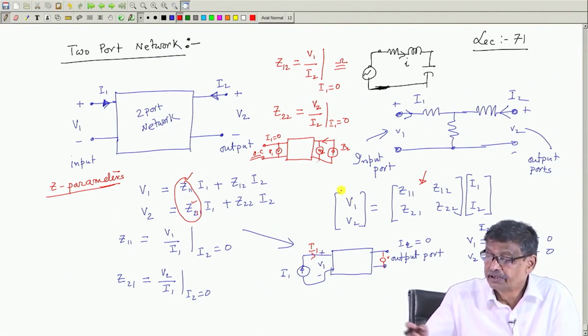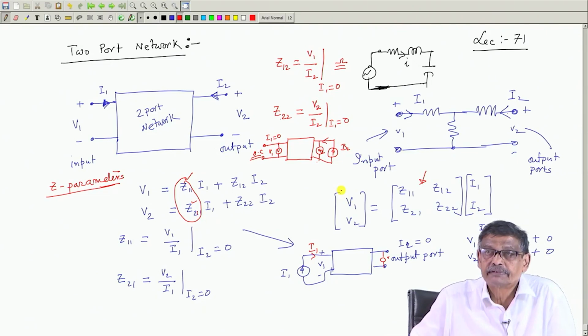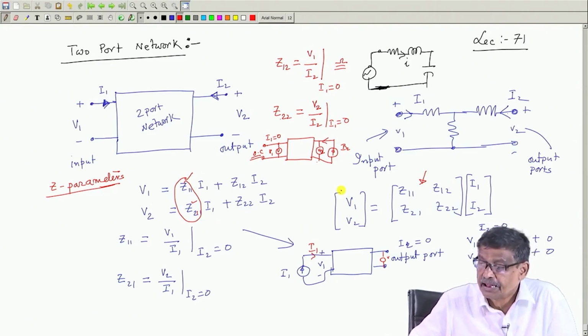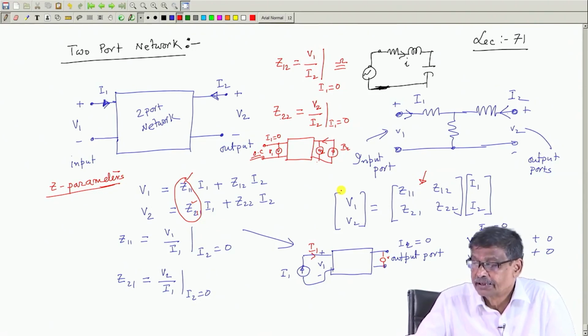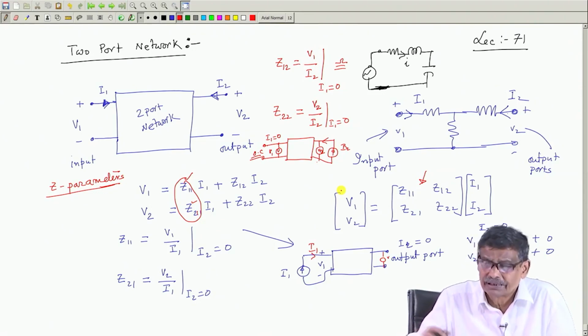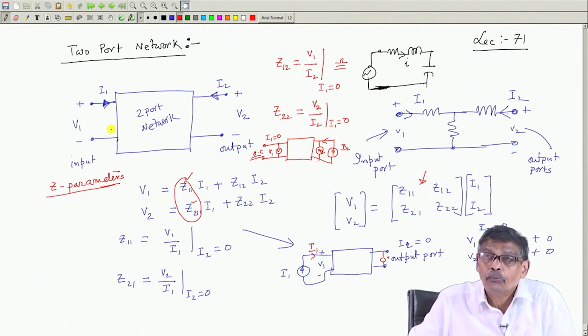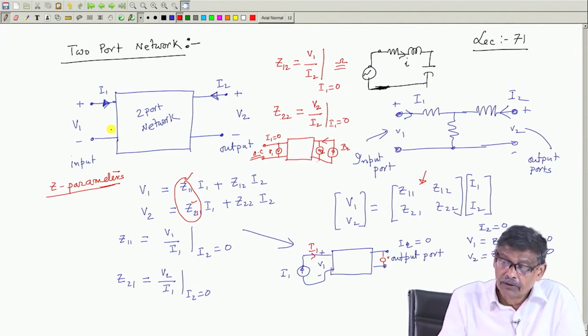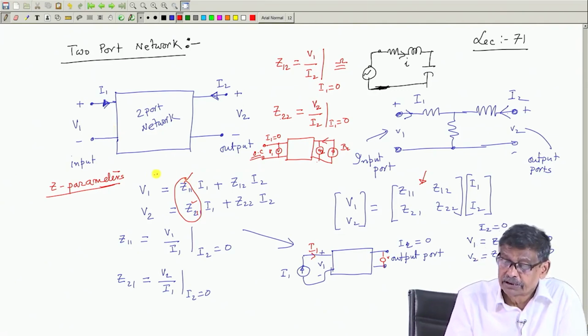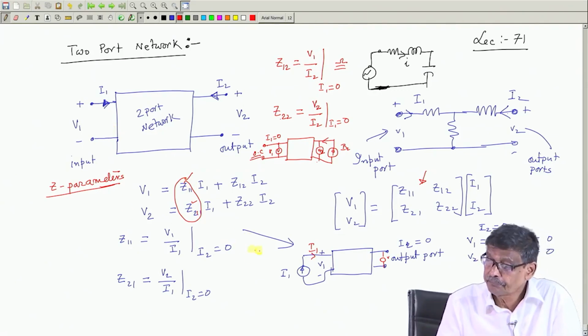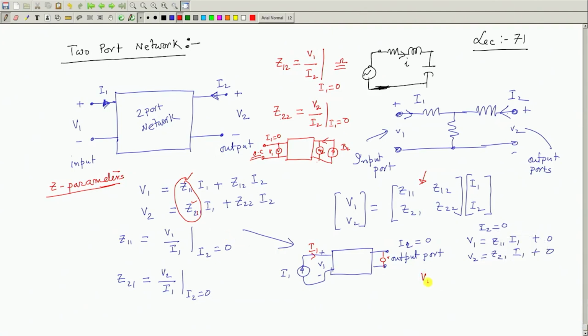So, in a 2-port network, when the voltages are expressed in terms of currents, you will get what is known as open circuit Z parameters. Why does that open circuit business come in? Because to measure those parameters, you have to keep the other port open and excite the port with current sources, that is all, and measure the voltage and current. So, this is how a 2-port network can be described.